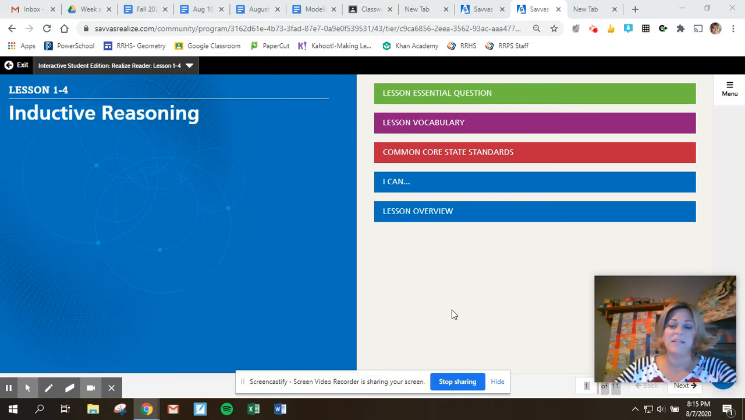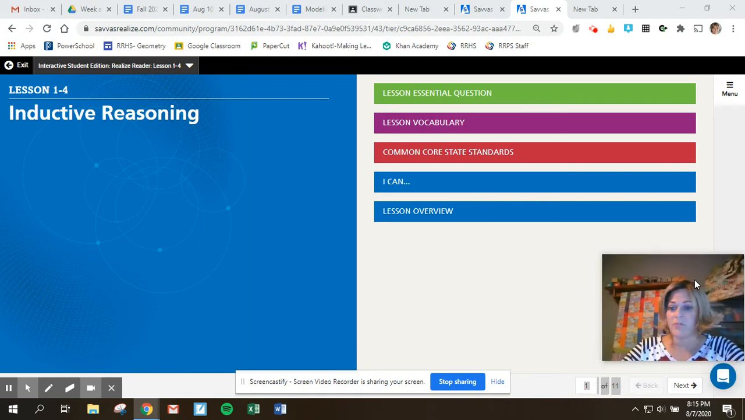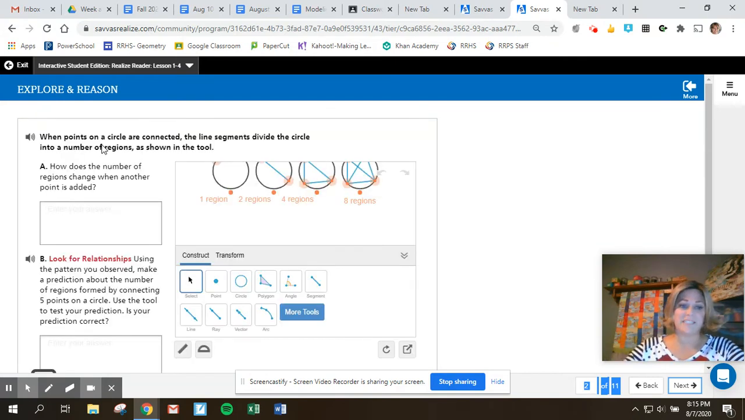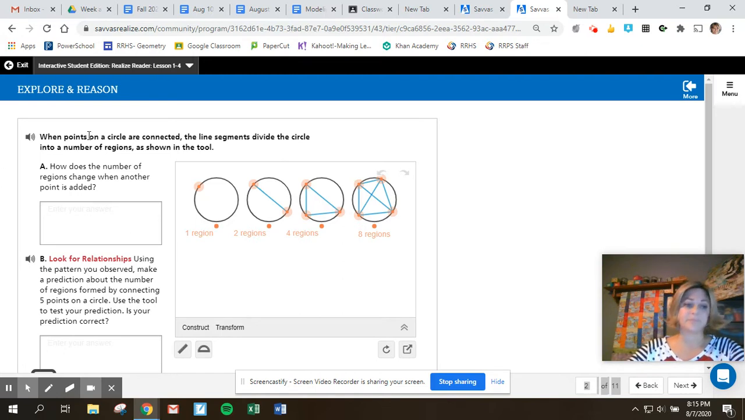So be ready. So 1.4, we're going to go over just a couple things in 1.4. We're going to start. It is just logical reasoning. So it's deductive and inductive reasoning. So let's look at this.